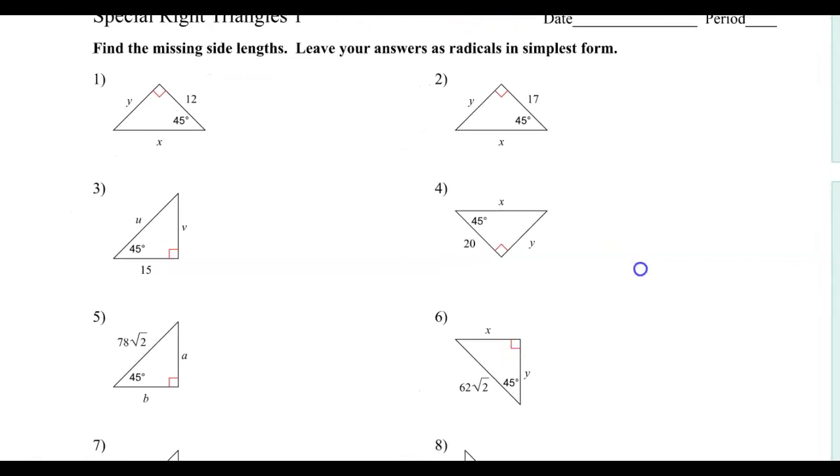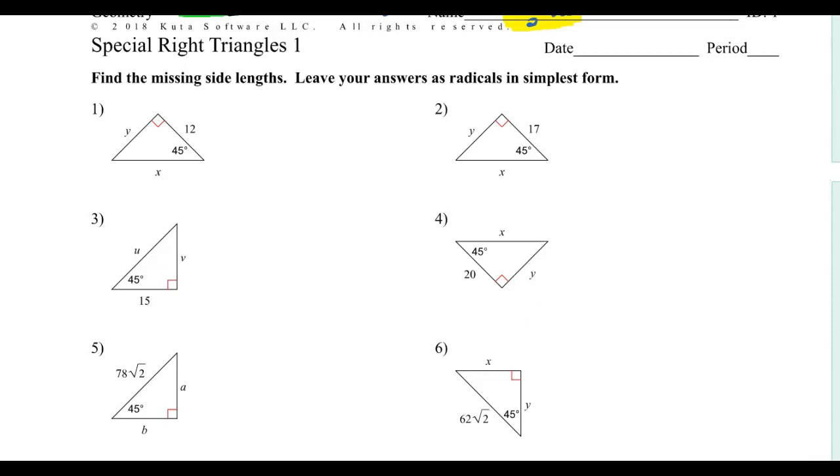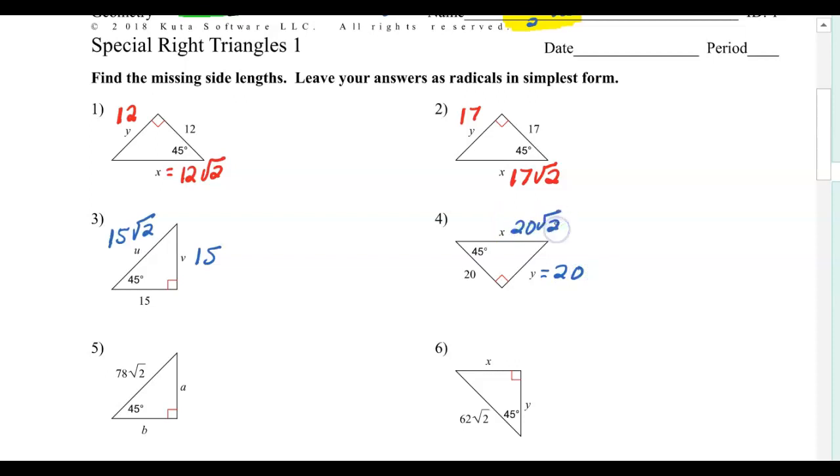So using the relationship we learned, problem number 1, we know that the legs are equal. So y is 12, and the hypotenuse is 12 square root of 2. In problem number 2, again, the legs are equal, so y is 17, and the hypotenuse is 17 square root of 2. Problem number 3, we're also given the leg is 15, so v is 15, and the hypotenuse is 15 square root of 2. In number 4, the leg is 20, so the other leg y is 20, and the hypotenuse is 20 square root of 2.